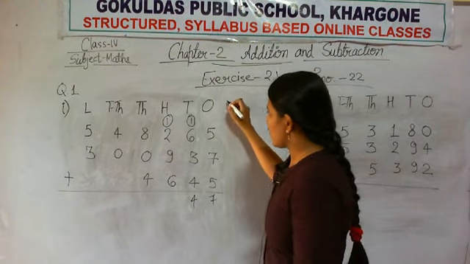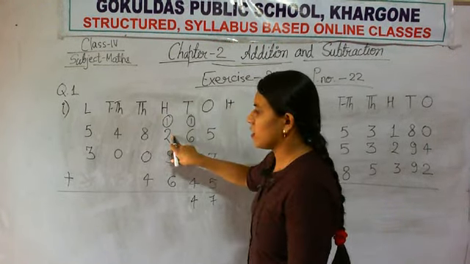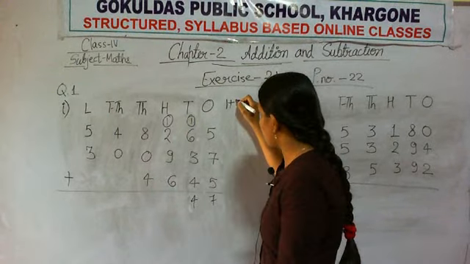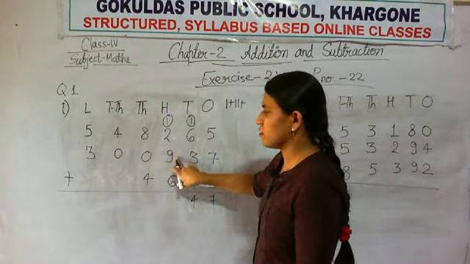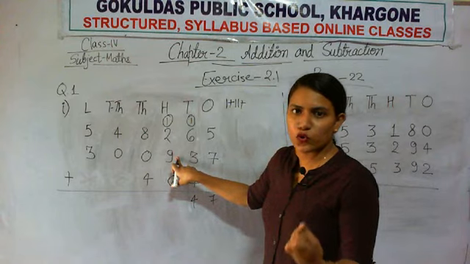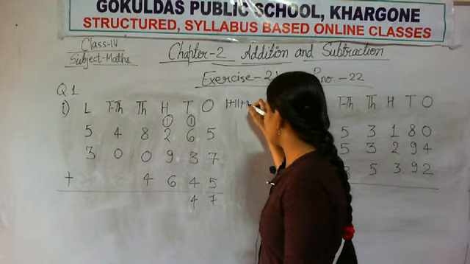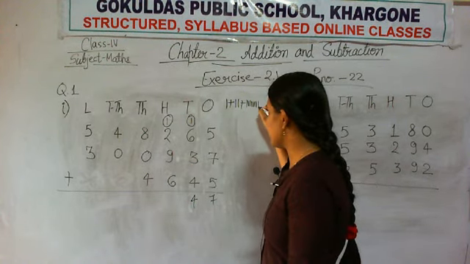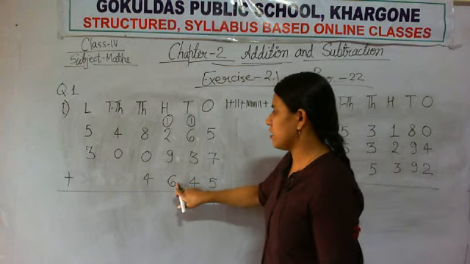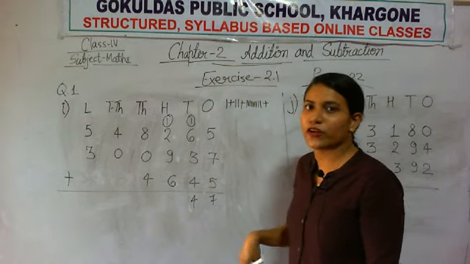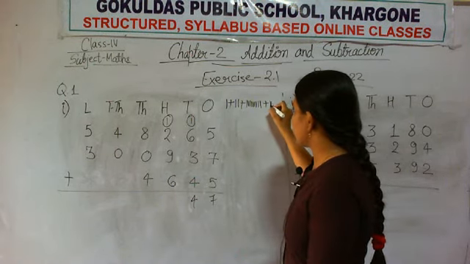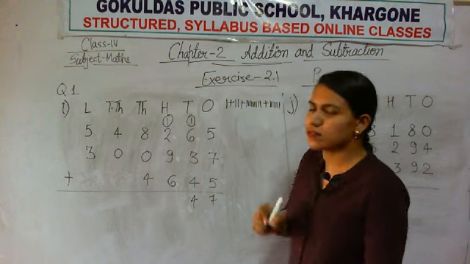Here 1 is there, so you will draw 1 stick plus. Next digit is 2, so you draw 2 sticks plus. Next digit is 9, so you will draw 9 sticks, 1, 2, 3, 4, 5, 6, 7, 8, 9 plus. The next digit is 6, so you will draw 6 sticks. 1, 2, 3, 4, 5 and 6.